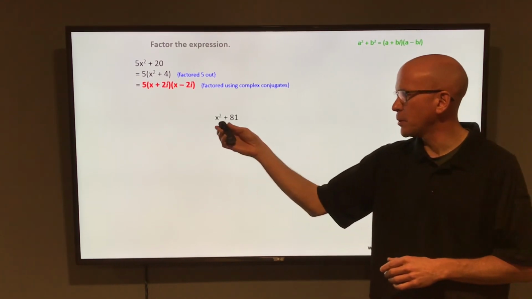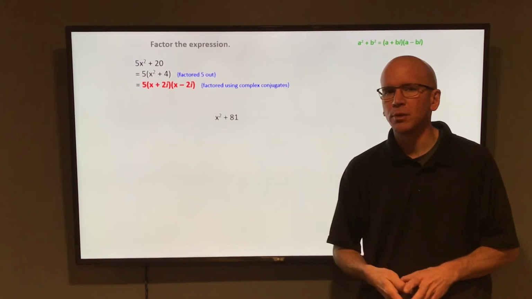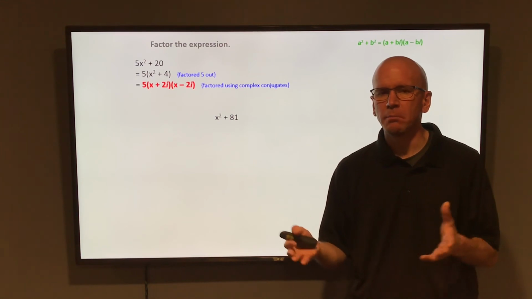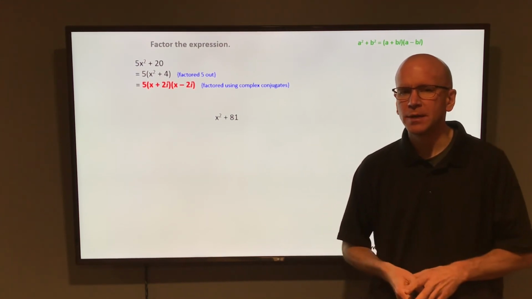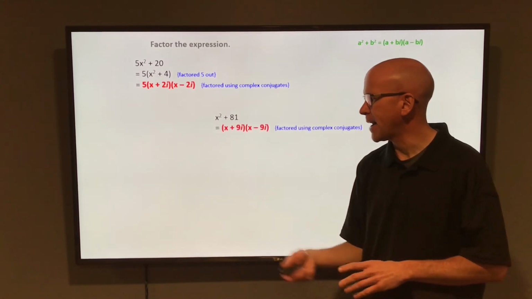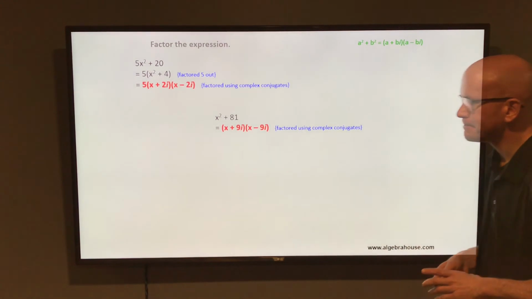If we have x squared plus 81, that is a sum of two squares. You have two perfect squares with a plus sign between them. Think about what that would factor into if it was x squared minus 81, a difference of two squares. It would factor into x plus 9 times x minus 9. Well, this factors into x plus 9i times x minus 9i.